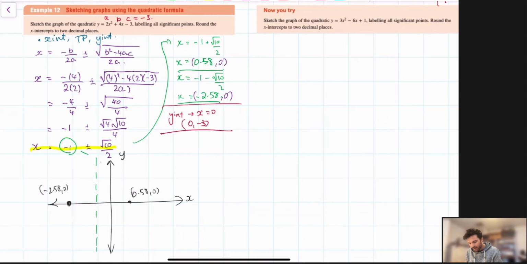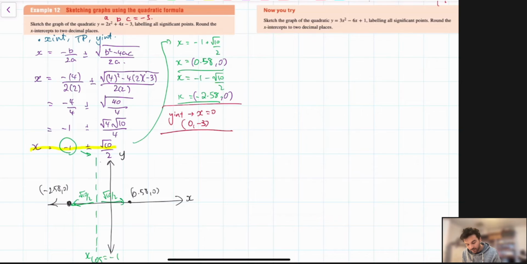We can say that this is our line of symmetry. X, LOS, is equal to negative 1. And the distance here and here is both root 10 on 2. And that's why it's the line of symmetry. So if x is equal to negative 1 as the line of symmetry, we can now find our turning point.